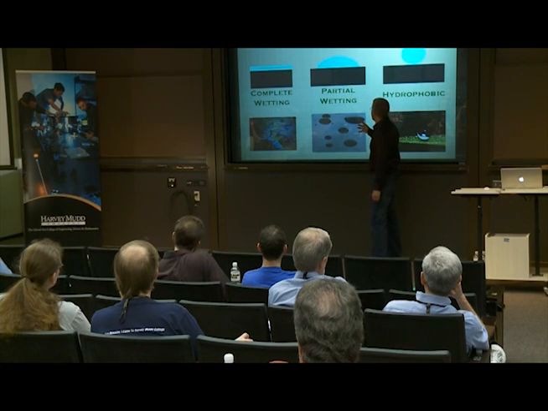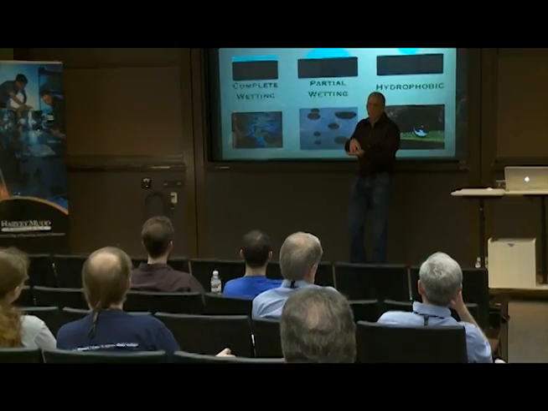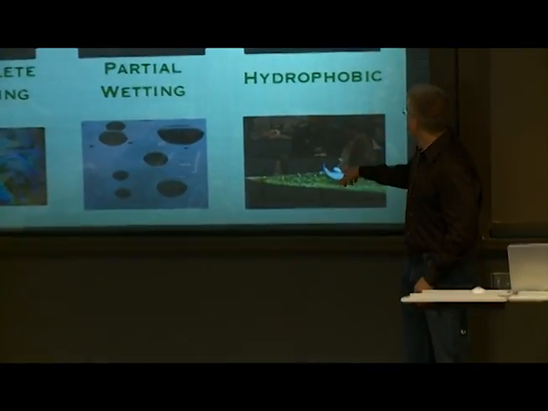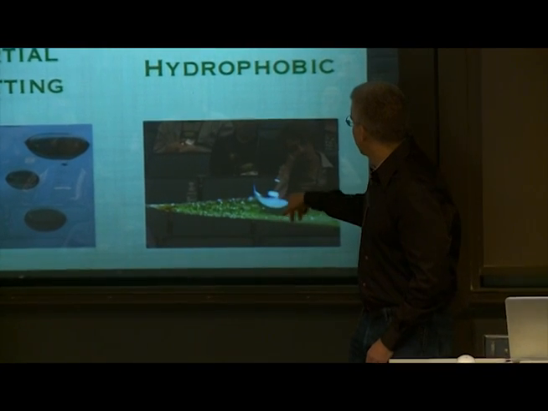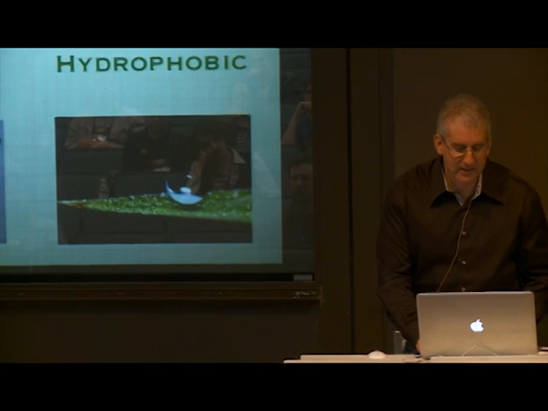Then there's what's called partial wetting, where you actually get drops that sit there, which stick to the surface in sort of a normal droplet shape. And finally, we see surfaces that are hydrophobic. This is a drop of fluid sitting on a leaf here. And I want to try and explain to you this again in terms of energy.